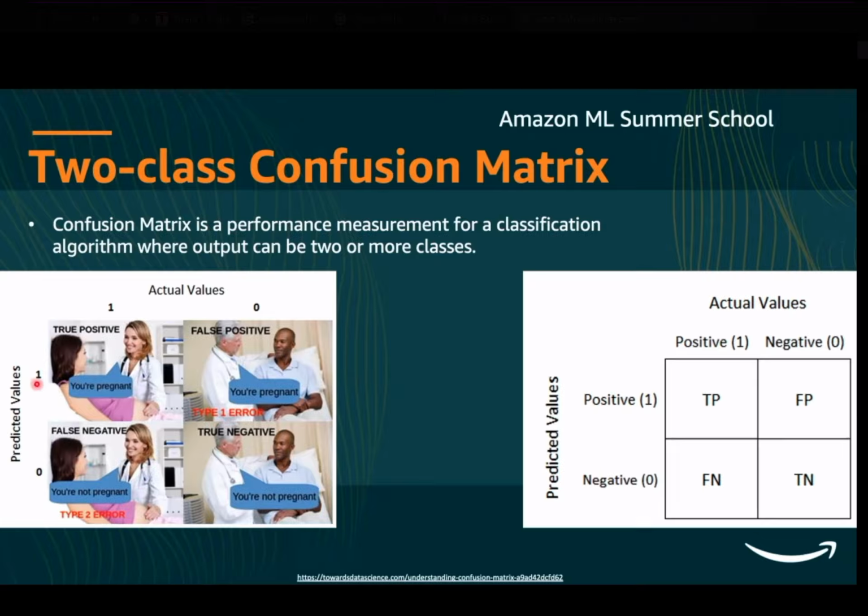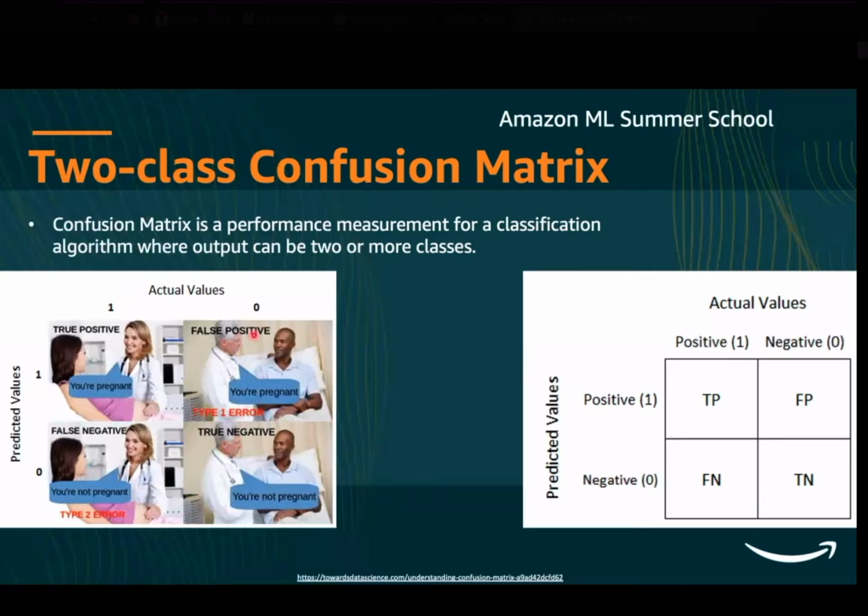So let's take this example. There can be 4 possible cases. When the actual value is 1 and your predicted value is 1, it's known as a true positive. Let's say a pregnant woman goes to a gynecologist, and the gynecologist, after assessing the condition, says that the woman is pregnant. This is a true positive case. Let's talk about a true negative case. If a male goes to a gynecologist and the gynecologist says you're not pregnant, because it's unlikely for a male to get pregnant, this is a true negative.